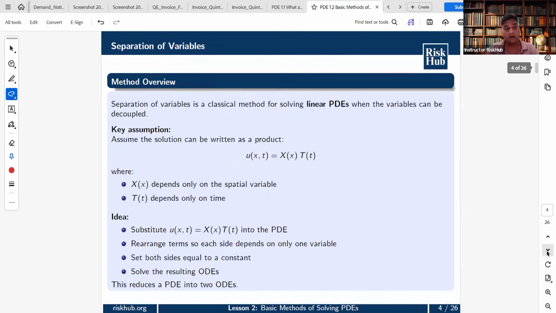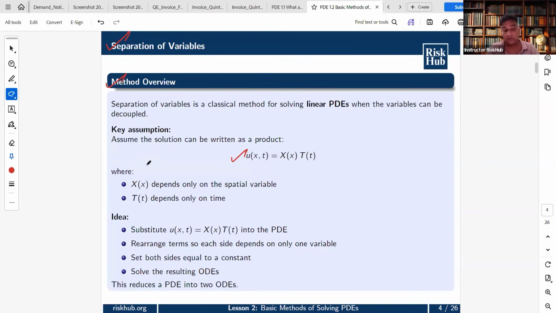Then we get into the next part, which is separation of variables. We look at the method overview. Now we move to the actual PDE solving method. The method assumes the solution can be written as u(x,t) equals capital X(x) times capital T(t), meaning we split the solution into part X, which is the space or state variable, shape across asset price, log price, rate, and T is time, how that shape evolves over time.